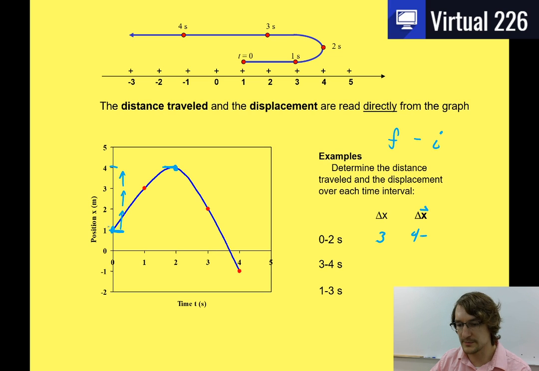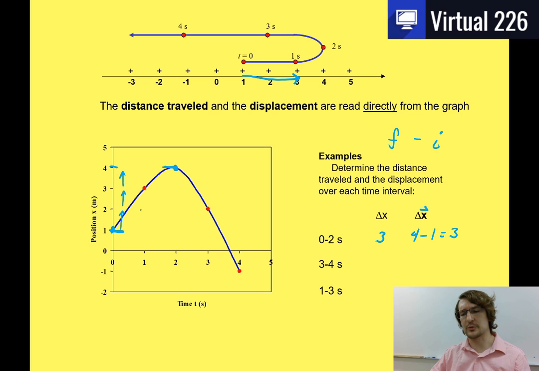Minus, where did we start? 1. 4 minus 1 is 3. Woo, we did it. So in that case, we were only moving to the right. Our distance and displacement was the same. Now let's look at between 3 and 4 seconds.